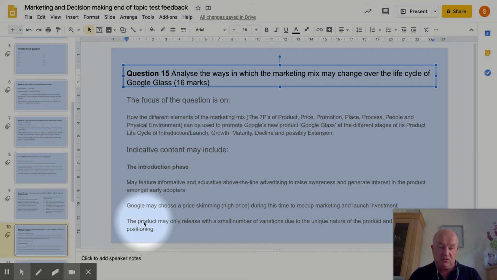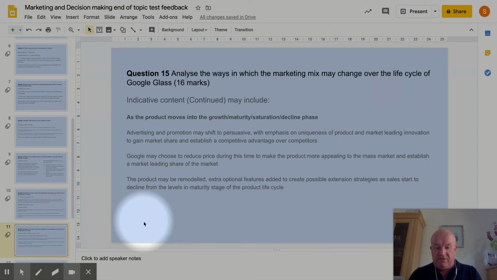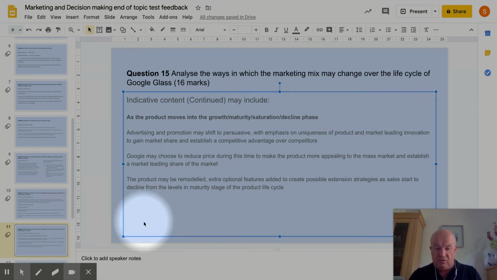And that demonstrates, number one, that you've understood there are different stages in the product life cycle, and also the different ways in which you might use the marketing of the 7 Ps. Not always do they have to include all of the 7 Ps, okay? Not for a 16 marker necessarily, but certainly demonstrating that you understand the principle of how that all works, okay? So that's the introductory phase. Let's move on and take a look at further indicative content that we could look at, okay?